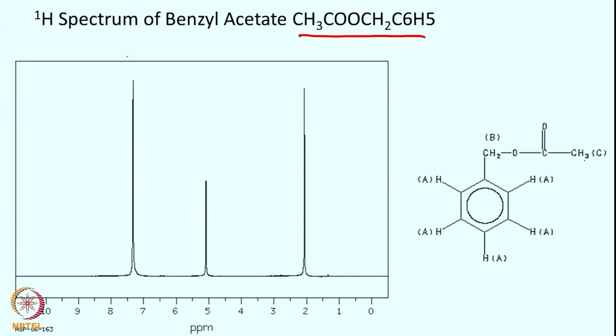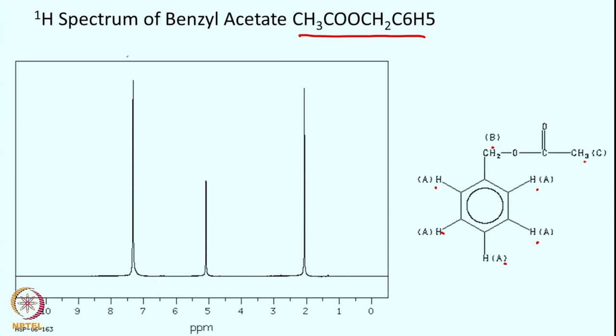So, how many types of proton do we have? Essentially, we have 3 types of proton. One type comes from the benzene ring, if you are recording on a relatively smaller magnet, as one signal. Here we have 5 protons, 1, 2, 3, 4, 5. Then the second kind of protons are the 2 protons from the methylene group here, and then the third kind is from the methyl group here. So, 3 kinds of proton we have.